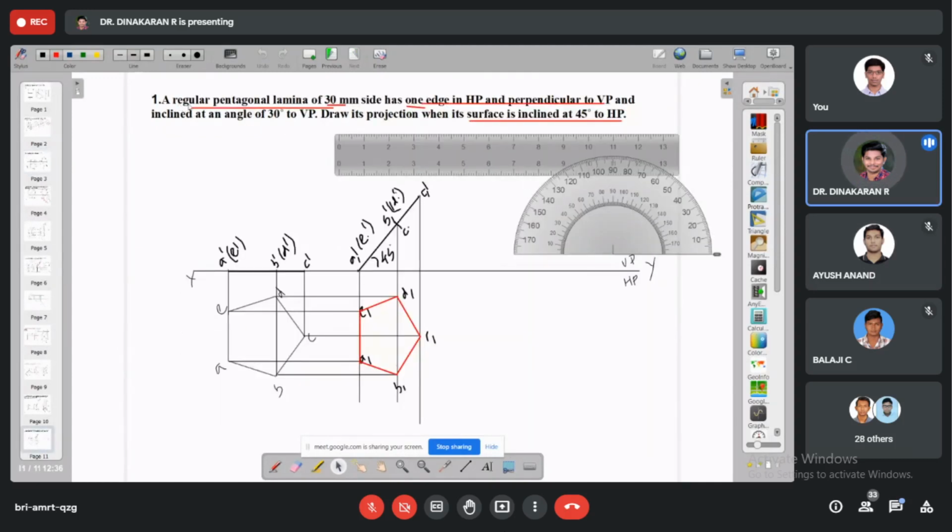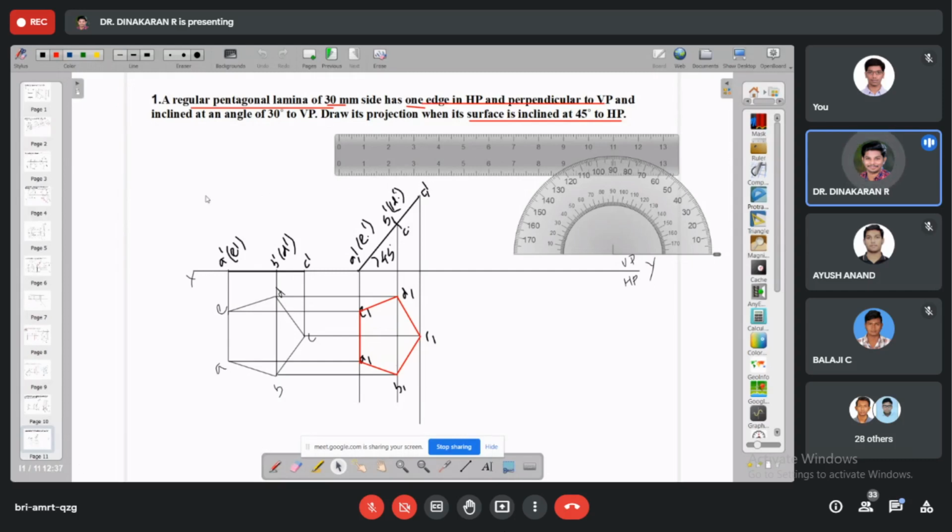Here directly all the data is given. A regular pentagonal lamina 30 mm of side, one of its edges on HP, perpendicular to VP and inclined at an angle of 30 degree to VP. Draw its projection when its surface is inclined at 45 degree to HP. So do I draw 30 degree to VP as the third step, or the surface inclined 45 degree to HP as the third step?